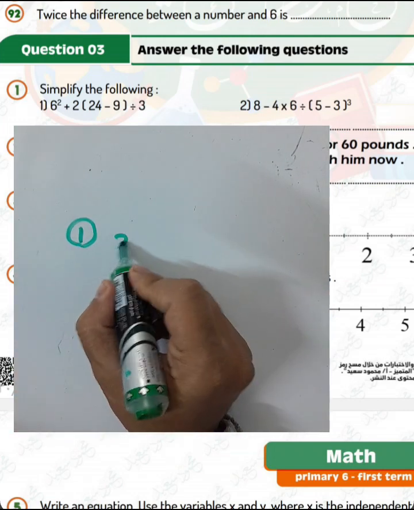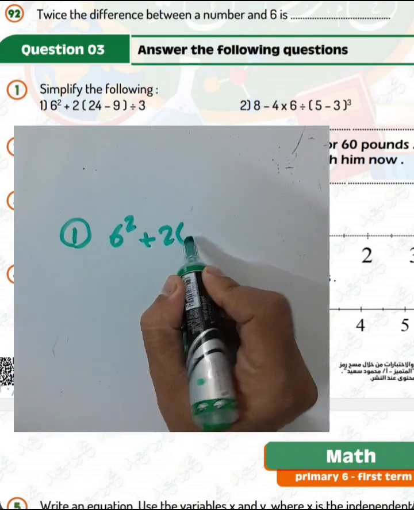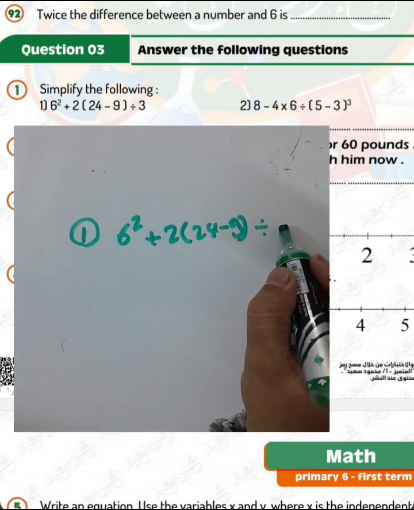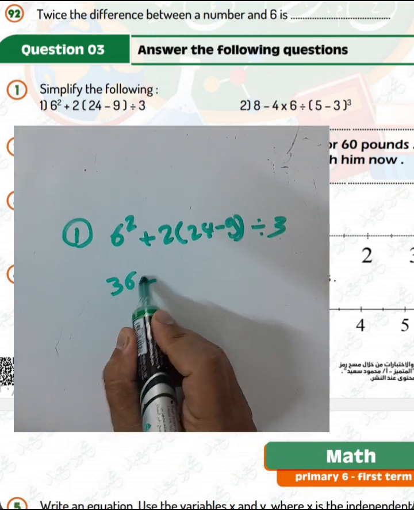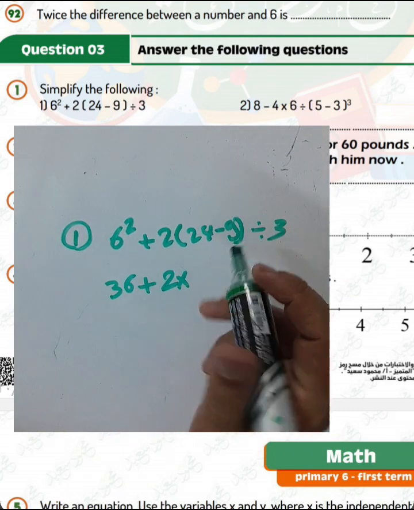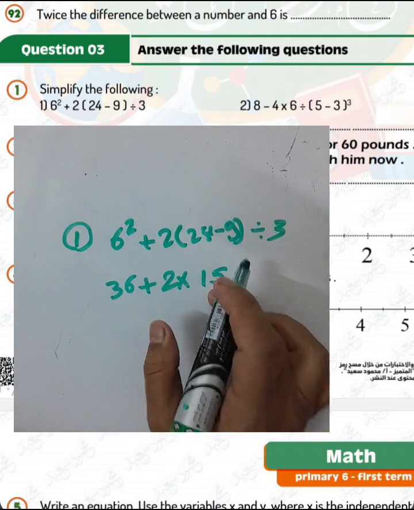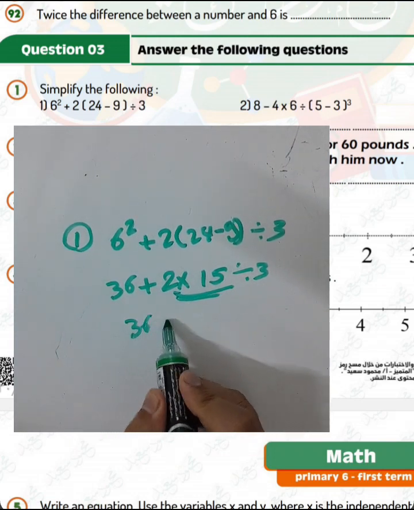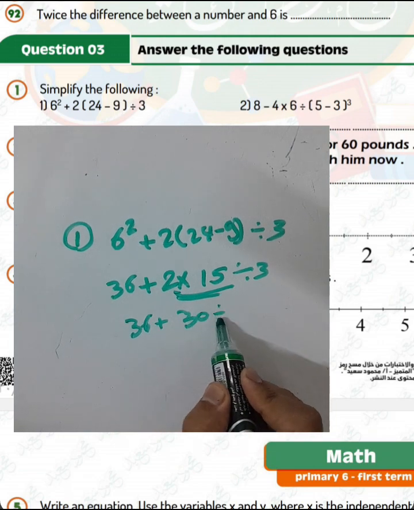Number 1: 6 power 2 plus 2 times (24 minus 9) divided by 3. 6 power 2 is 36, and 24 minus 9 is 15. Then 2 times 15 will be 30, divided by 3.